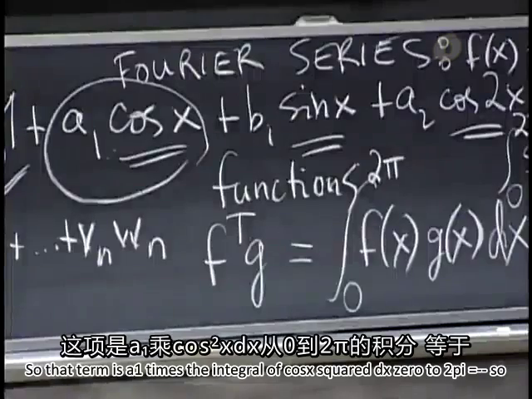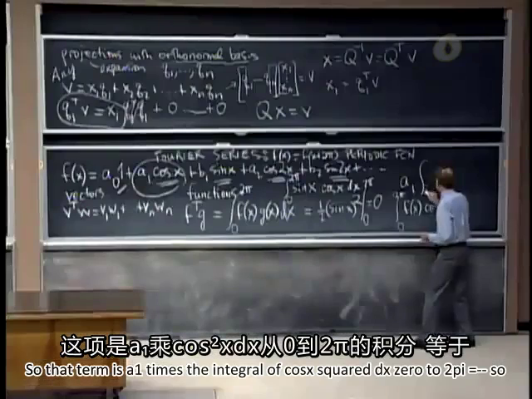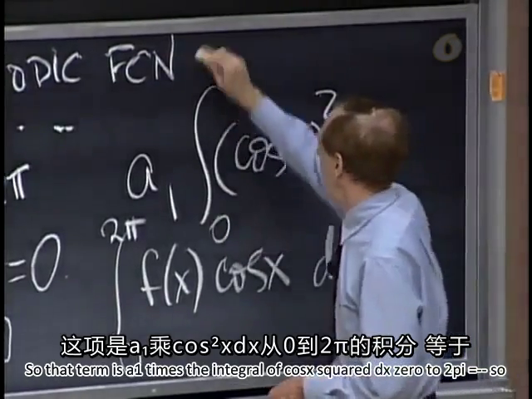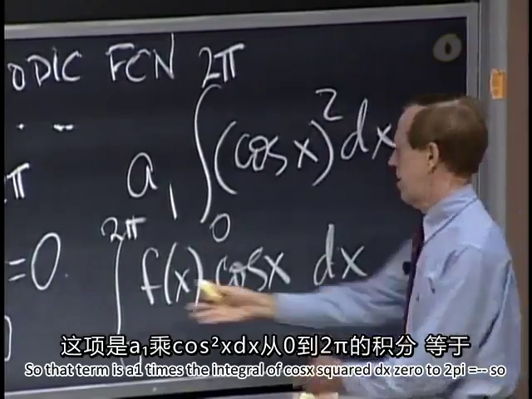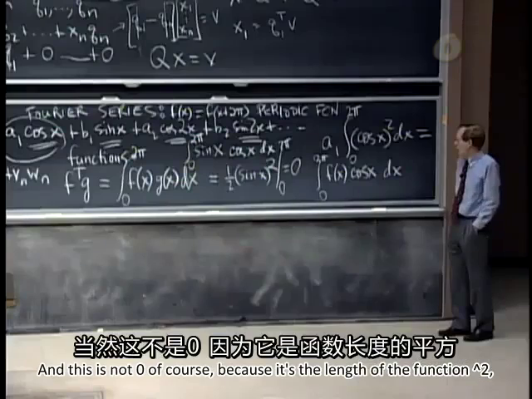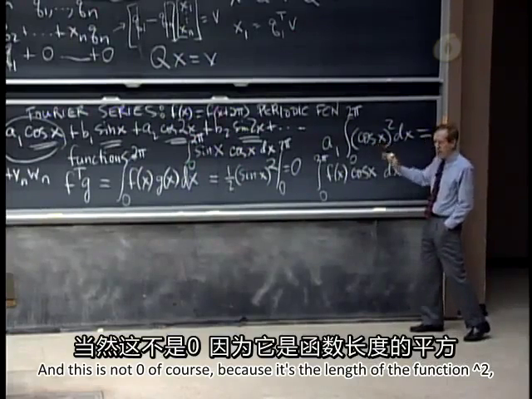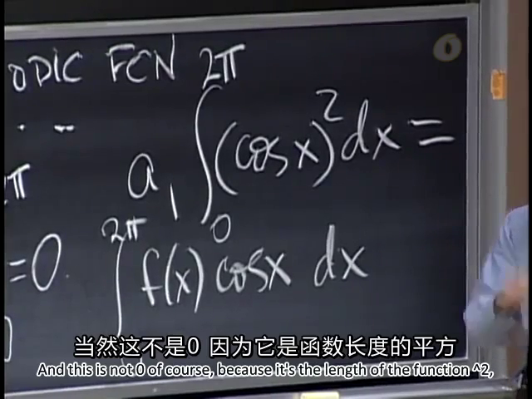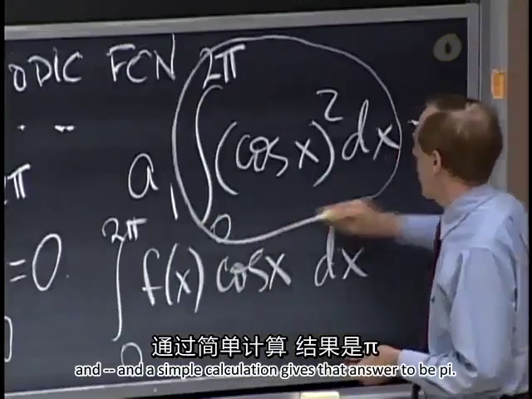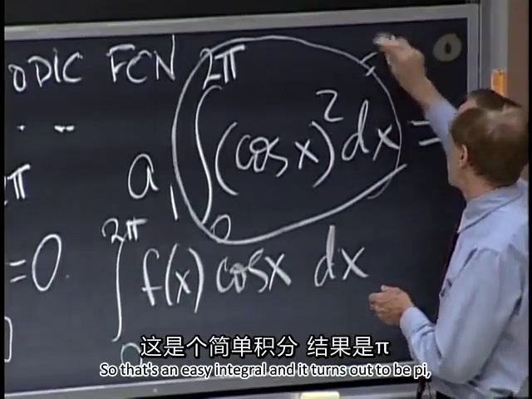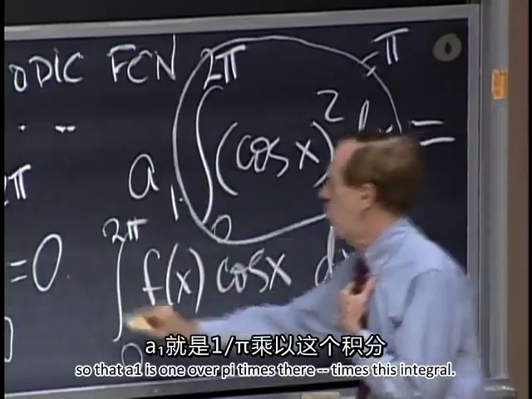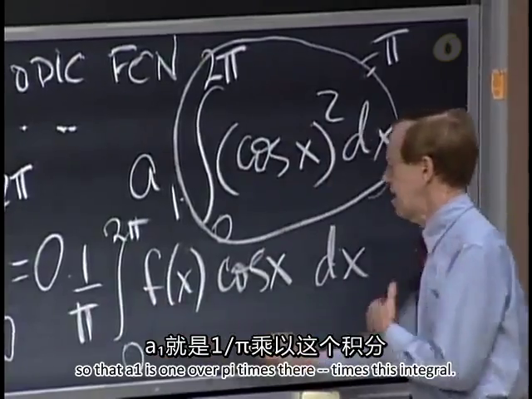All the others disappear. And that term is A1 times the integral of cos squared x dx, 0 to 2 pi, equals, so this was the left side, and this is all that's left on the right-hand side. And this is not 0, of course, because it's the length of the function squared. It's the inner product with itself. And a simple calculation gives that answer to be pi. So that's an easy integral, and it turns out to be pi. So A1 is 1 over pi times this integral.